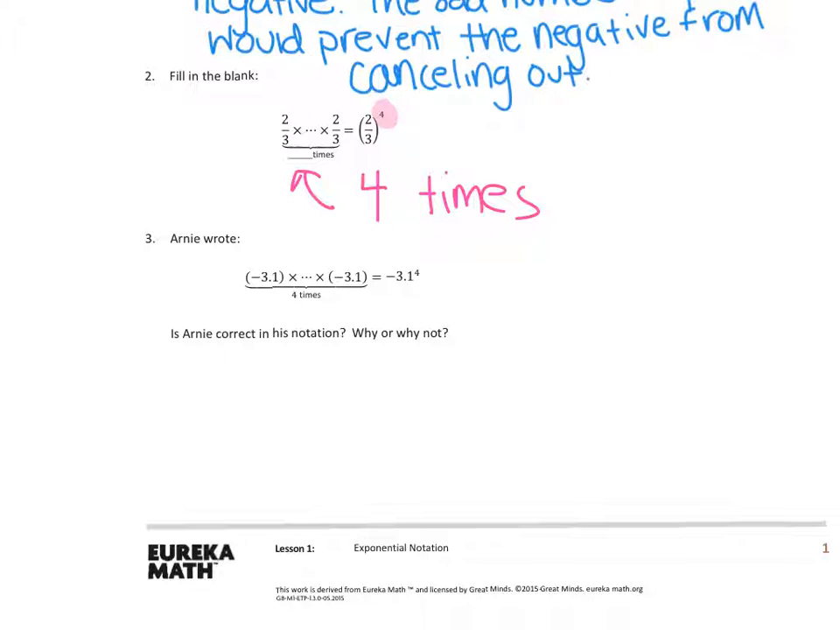And then on this final question, it says, Arnie wrote negative 3.1 becomes negative 3.1 to the 4th. Now the question's asking, is Arnie correct in his notation? Why or why not? As it stands, his math is correct. It would be negative 3.1 to the 4. However, he forgot his parentheses. It should be negative 3.1 to the 4th. That's what would correct his notation.